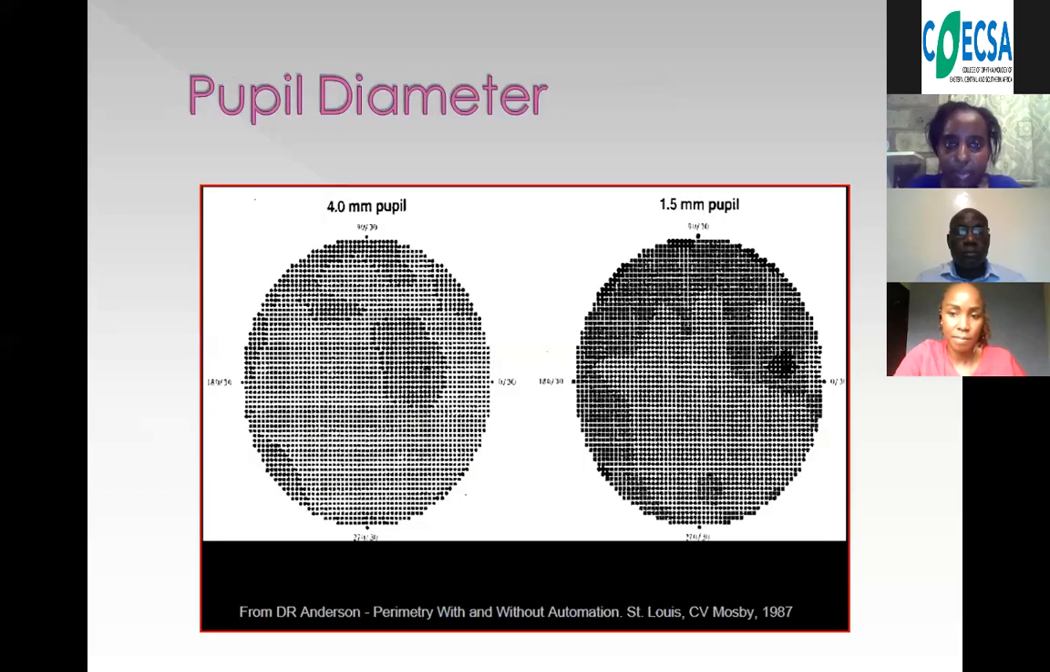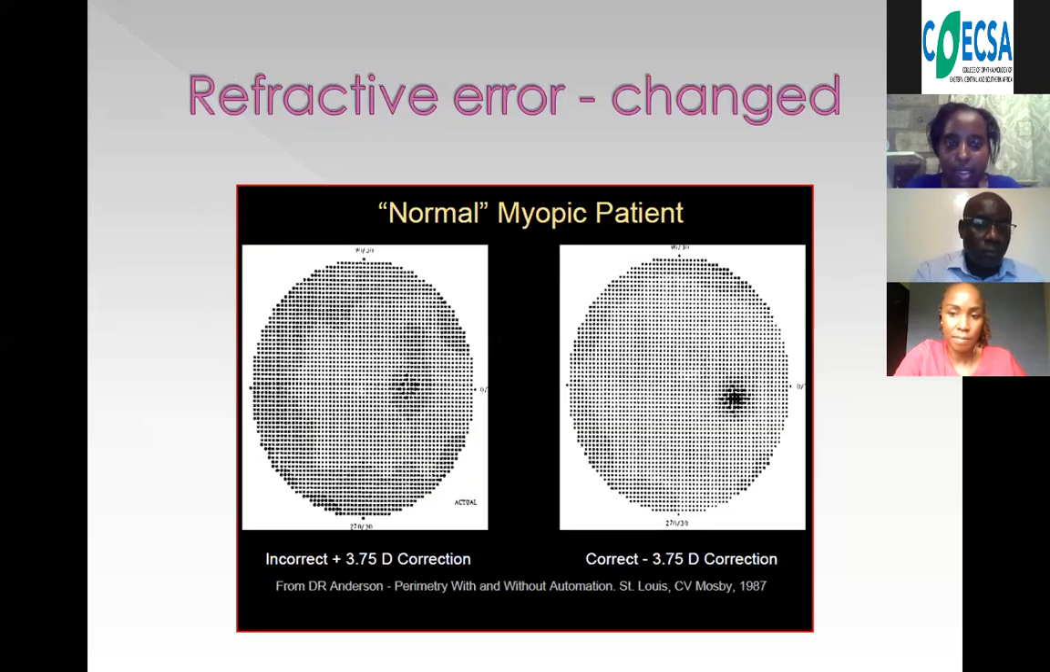In a myotic pupil, again, it will lead to more defects showing up, as you can see in the 1.5 millimeters pupil compared to the 4 millimeters pupil. And this is a wrong correction in the refractive error. The patient was a -3.75, but was put +3.75 during the test, and it showed more errors.